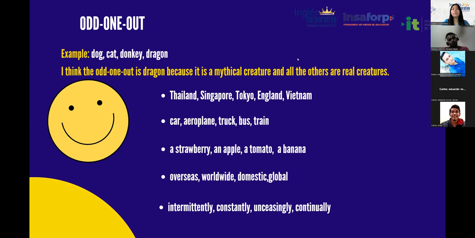On line number three, a strawberry, an apple, a tomato, and a banana. So Carlos Arias said a tomato because it's a vegetable. Any other idea? So the banana is the one now because the color is different. Okay, very good. The banana is the odd one out because the color is different. The strawberry, the apple, and the tomato are red, and the banana is yellow, right? Any other idea? The banana has a different form. Correct. It has a different shape. That is correct. Very good.